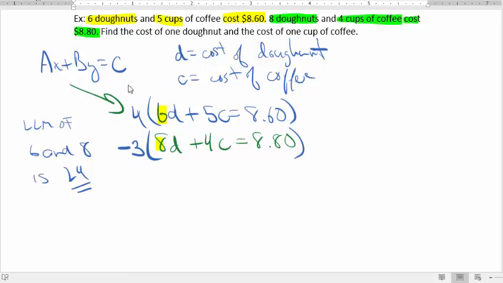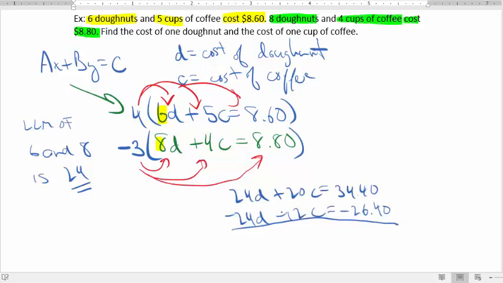So now what I have to do is just distribute to all three of these pieces in the top and bottom, and I'll get the following equations: 24d plus 20c equals 344.0, and negative 24d minus 12c equals negative 264.0. The idea of multiplying by 4 and -3 was to get these d's to cancel, which they now do. I'll add up the c's: 20c and negative 12c will give me 8c, and I'll add up 344 and negative 264, and that's going to leave me with 8. And then if I just divide by 8, I'll get that the coffee, c, is 1.